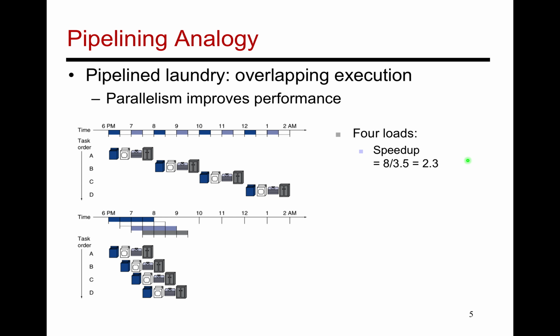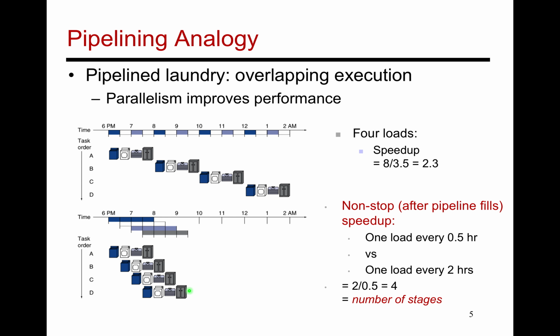Therefore, my speed up in this case is 8 over 3.5, which is 2.3. In other words, I can do my laundry 2.3 times faster in a pipeline fashion compared to a non-pipeline fashion. So obviously this parallelism is giving us some speed up improvement. But what's interesting about pipelines is what is called the steady state or the full pipeline.